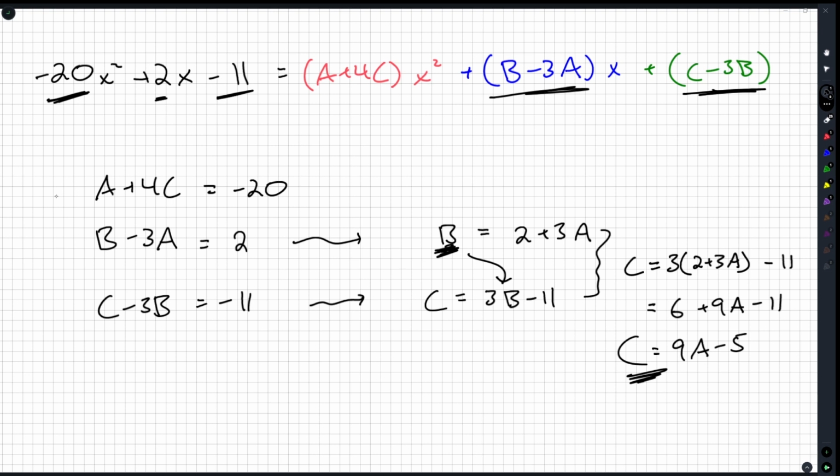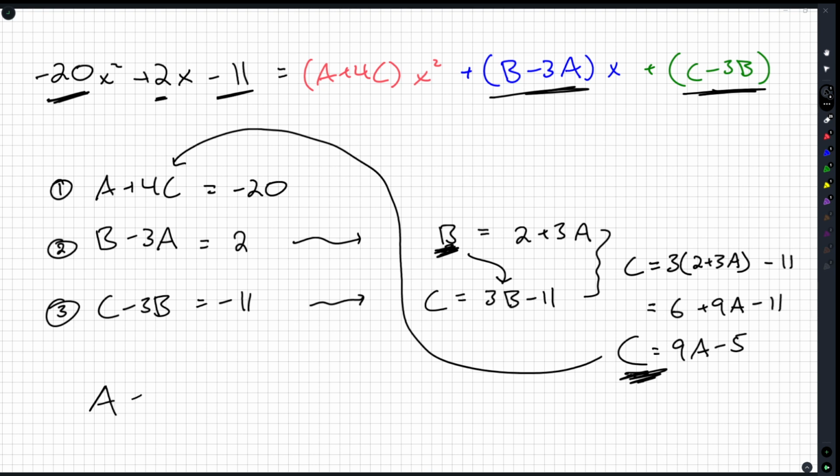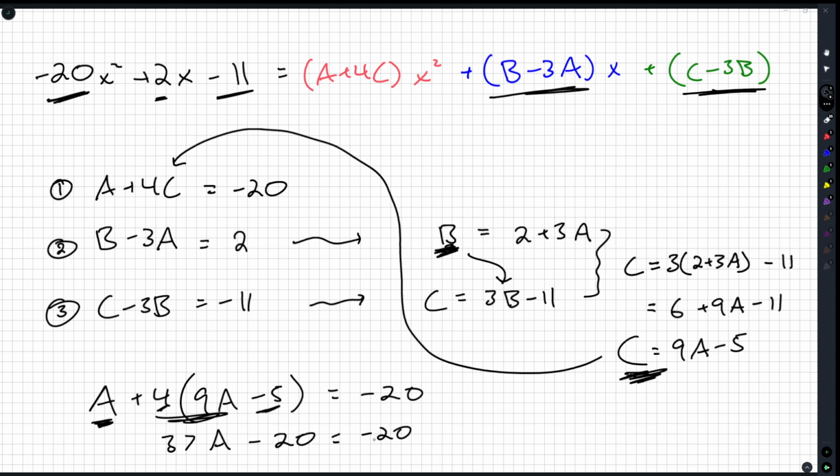There's one equation we haven't used yet. If you want to stay organized when you do something like this, you can label your equations 1, 2, and 3. But we can take this expression for c and put it in here. You'll get a plus 4c, so that's 9a minus 5, is negative 20. So you'll get 1a plus 36a's, that's 37 a's. 4 times minus 5 is negative 20. If we add 20 to both sides, we see that 37a is 0.